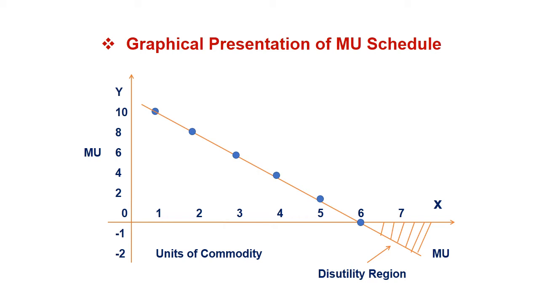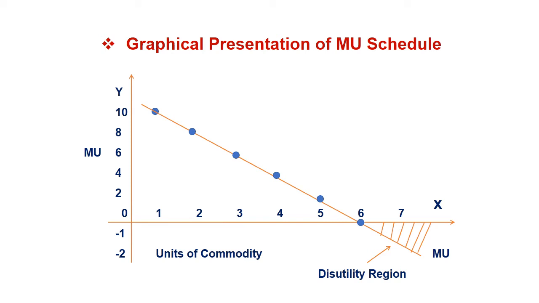MU curve slopes downward from left to right. When the consumer consumes the first unit of the commodity, marginal utility is 10. When the consumer consumes the second unit of the commodity, marginal utility falls to 8. When the consumer consumes the third unit, marginal utility falls to 6.